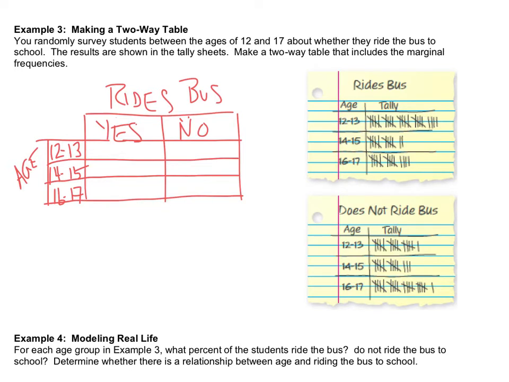Okay, so I'm just going to go through the rides the bus column, which is this one, first. So if I look at my rides the bus, the 12 to 13s, 5, 10, 15, 24. So 24 will go into the 12 to 13-year-olds. When I look at the 14 and 15-year-olds, I have 10, 12. And when I look at my 16 and 17-year-olds, I have 14. Those are all the ones that ride the bus.